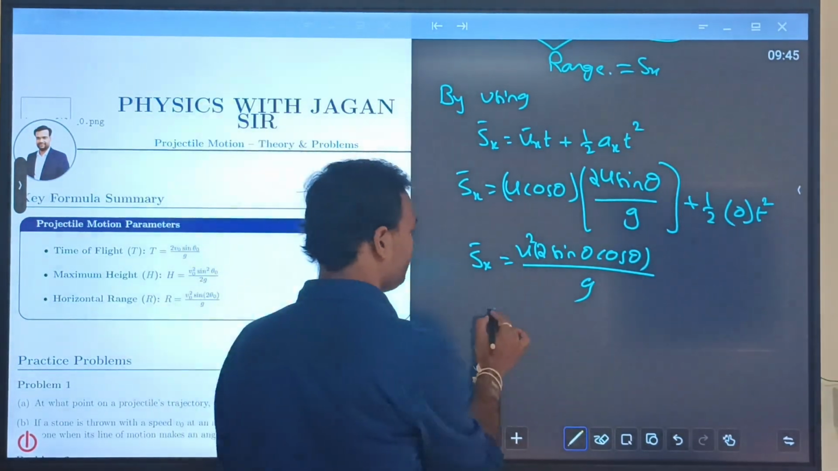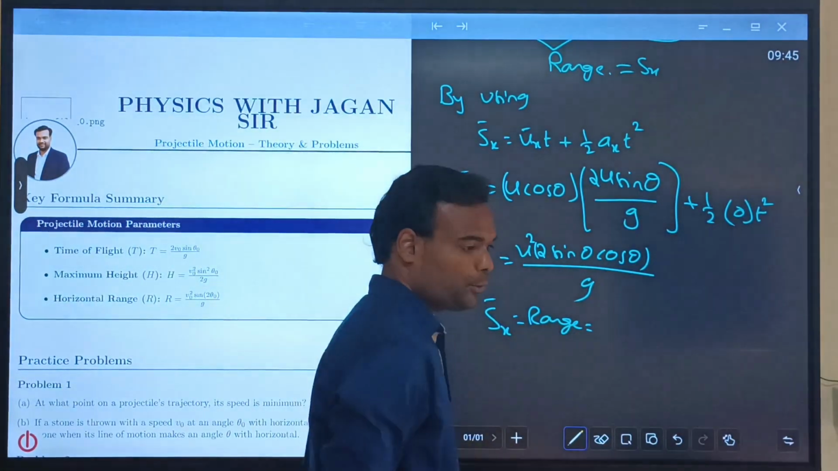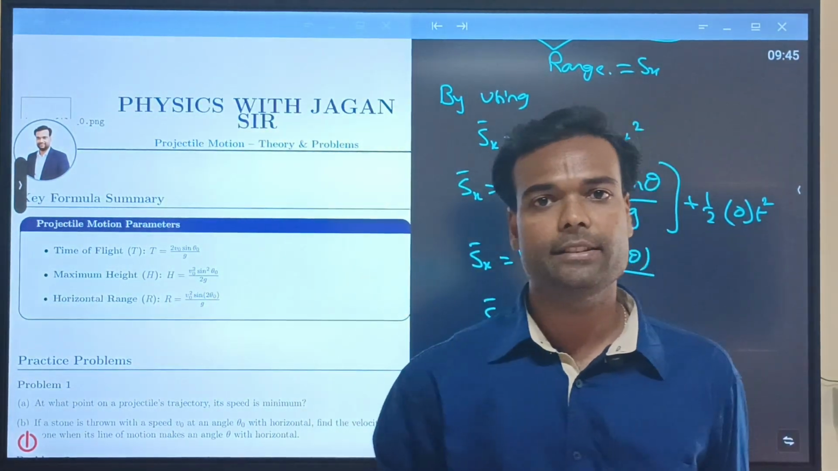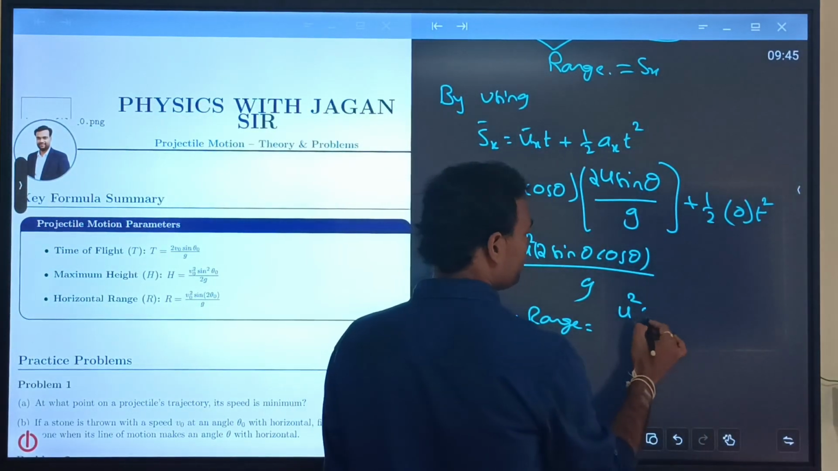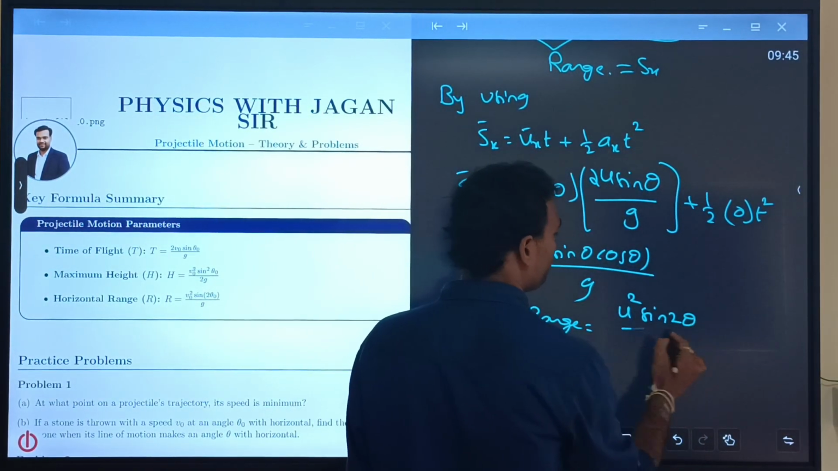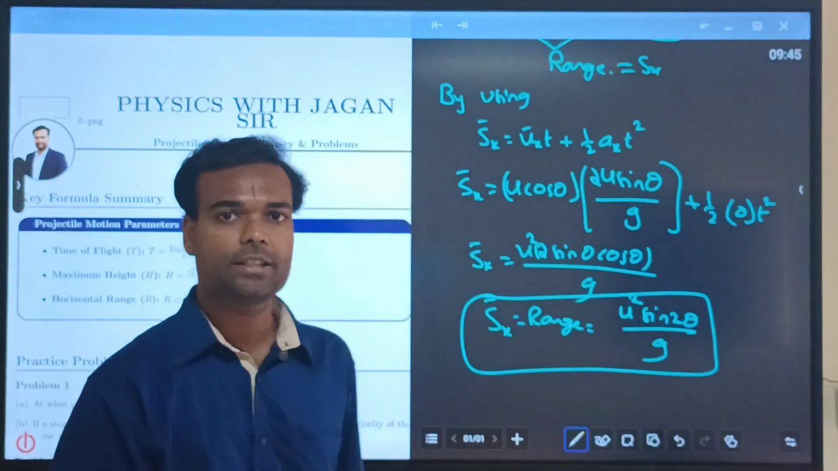Now this we can write as range. We know 2 sin theta cos theta in trigonometry is sin 2 theta, so this will be equal to u square sin 2 theta by g. This is the range value.